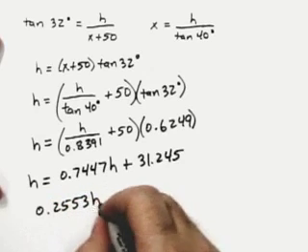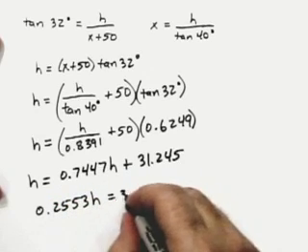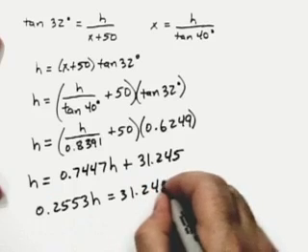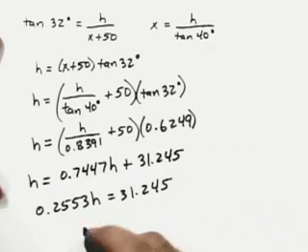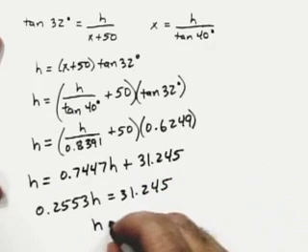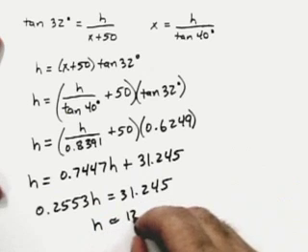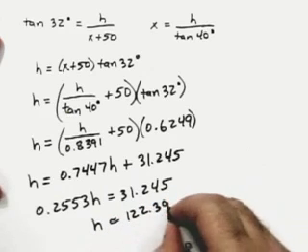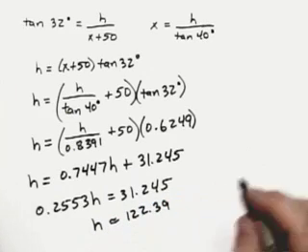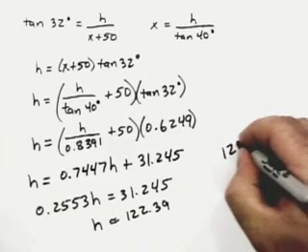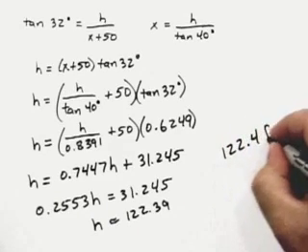If we collect our h terms together, we'll have 0.2553h is equal to 31.245. And then dividing both sides by the coefficient on h, we get that h is approximately 122.39. So we can say that the building is roughly 122.4 feet tall.